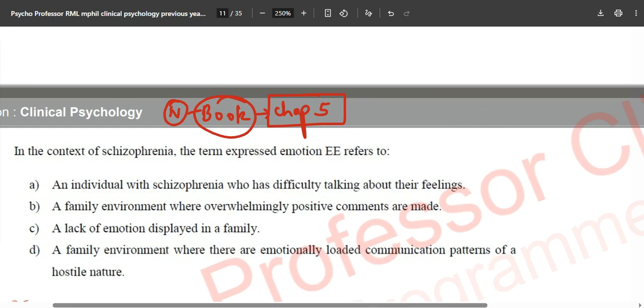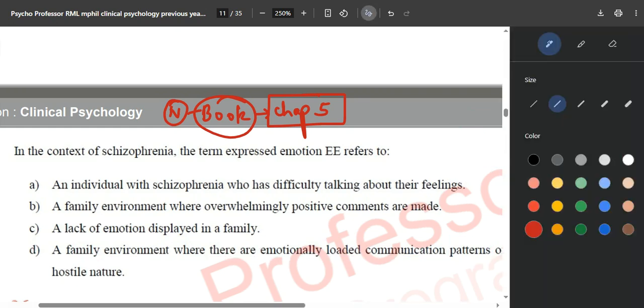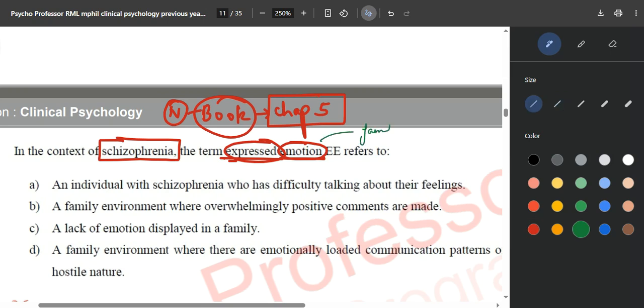But currently we are talking only in the context of schizophrenia, the term expressed emotion. Somebody is expressing emotion over here. Who is that somebody? That somebody is your family. Expressed emotion, EE, refers to, and where can you find it? What is the correct answer for this? The correct answer is option D. Why? Because it is a family environment where there are emotionally loaded communication patterns of a hostile nature.